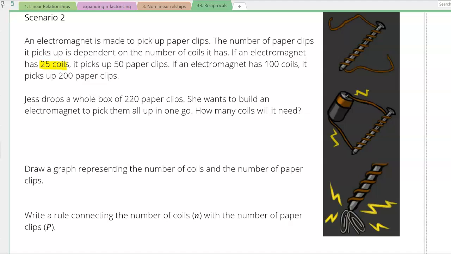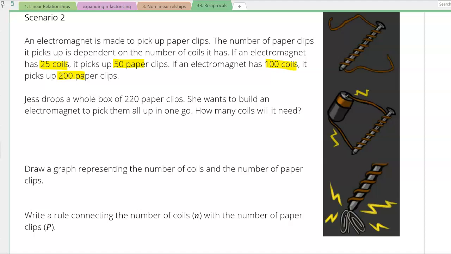And so the connection is based on this. If the electromagnet has 25 coils, it picks up 50 paper clips. If it's got 100 coils, it picks up 200 paper clips. There's a box of 220 paper clips being dropped. Jess drops the paper clips. We want to pick them up in one hit with an electromagnet. How do we do that? How many coils will it need?